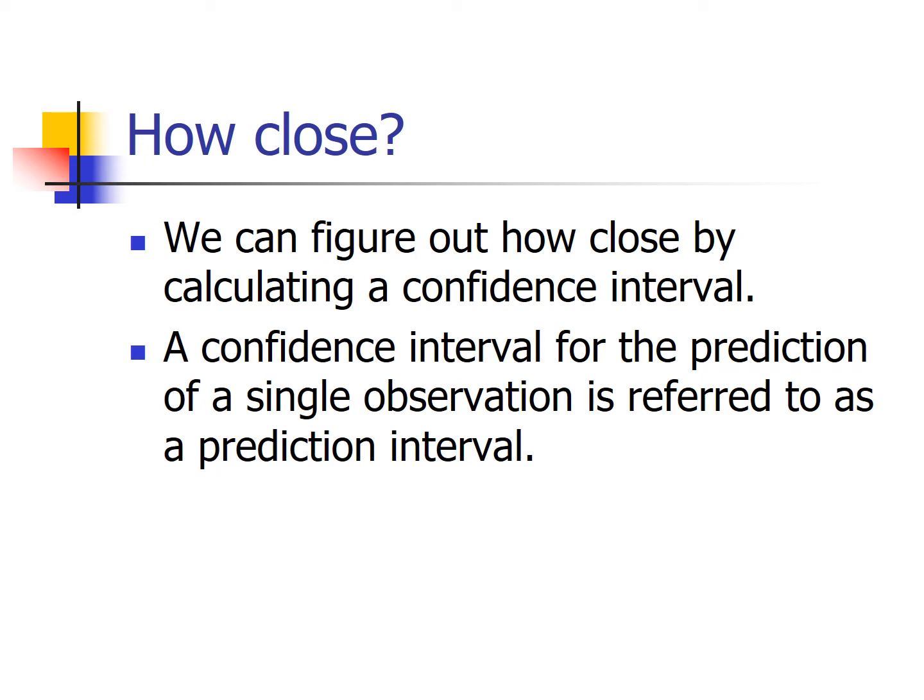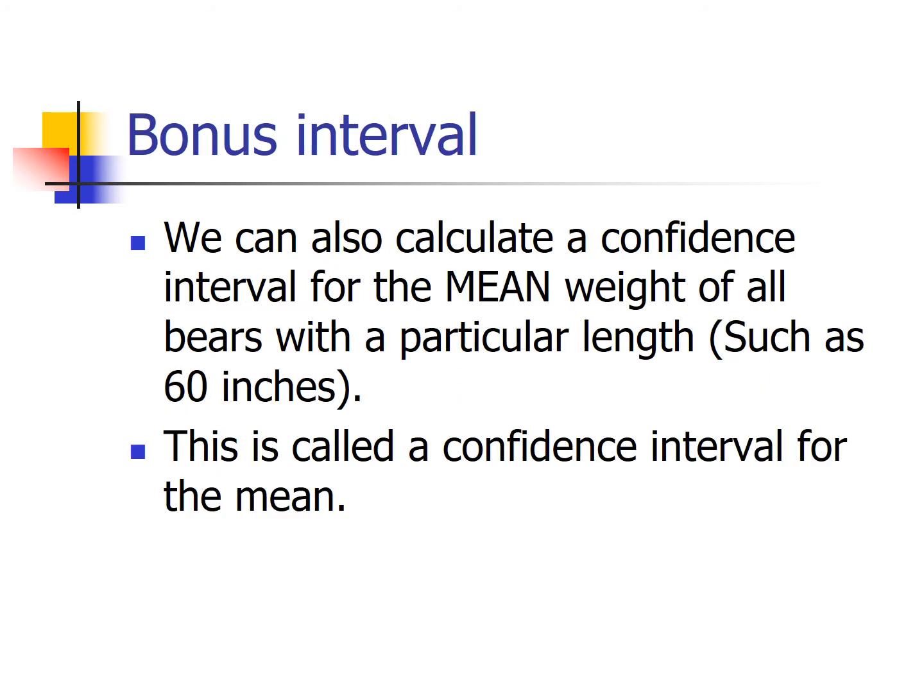And these confidence intervals are going to help us figure out what is a plausible range of values for the weight we might expect if we know that we have a bear with a length of 60. This particular situation is referred to as a prediction interval. There's actually a second type of confidence interval that's also useful to researchers. It's subtly but importantly different.